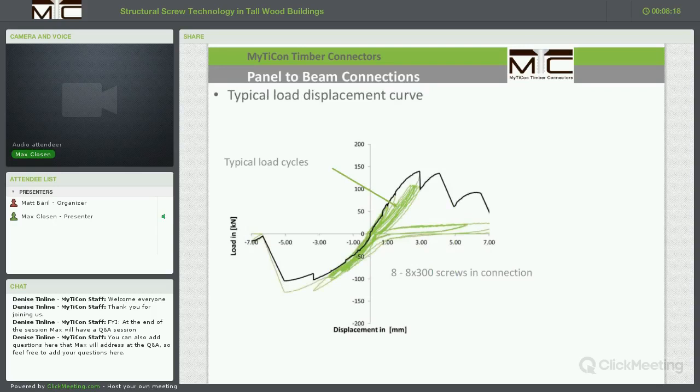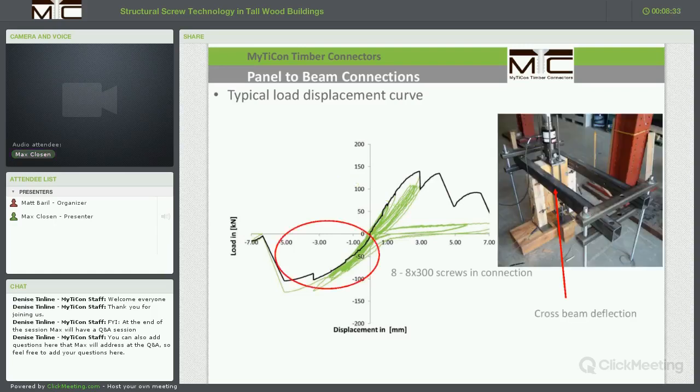Typical load displacement curves look like this. The green lines are the standard cycles, and the black line is the backbone curve, which we use to explain some of the failure modes that happen in these connections a little bit later. We do see that the lower tail of the load displacement curves is a little bit flatter, and the stiffness is different to the stiffnesses we obtained in the positive load cycle.